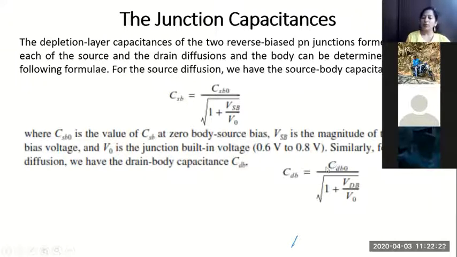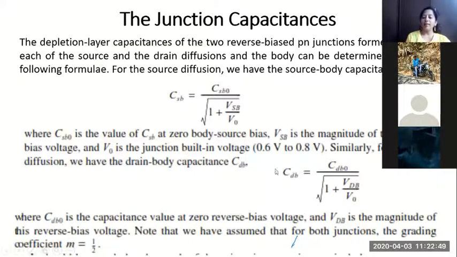So this also is CDB0. The value of the drain to body capacitance at zero reverse bias between them is divided by the root of 1 plus the reverse bias voltage applied between drain and body divided by the junction built-in voltage V0. Okay, so both are calculated like this, and in the derivation they actually use an M grading coefficient which is considered as half. Anyway, you don't need that, you just need to remember these two equations.